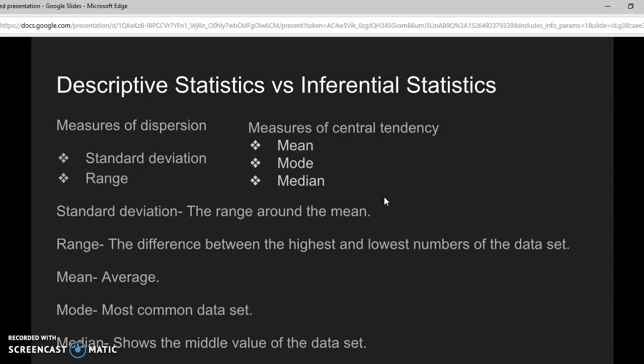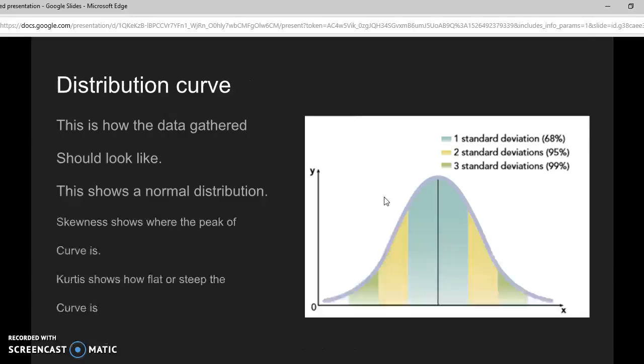Firstly, we have descriptive statistics and inferential statistics. Measures of dispersion include standard deviation and range. Standard deviation is the range around the mean, and the range is the difference between the highest and lowest numbers of the dataset. Measures of central tendency are the mean, median, and mode. The mean is the average, the mode is the most common within the dataset, and the median shows the middle value of the dataset.